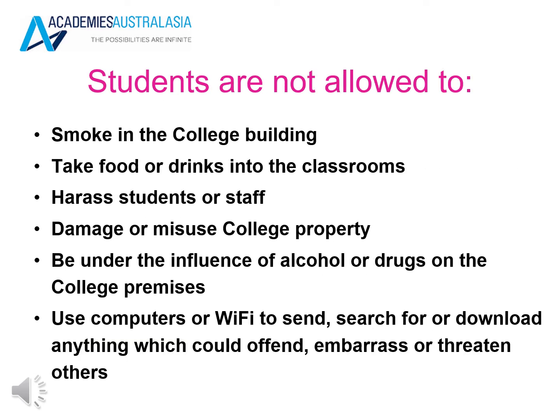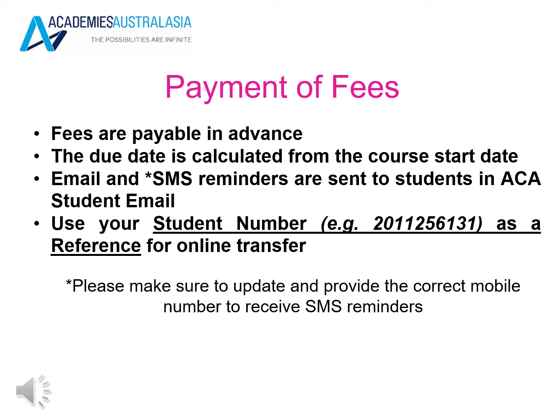Students are not allowed to smoke in the college building, take food or drinks into the classrooms, harass students or staff, damage or misuse college property, be under the influence of alcohol or drugs on the premises, or use computer or Wi-Fi to send, search for, or download anything which could offend, embarrass, or threaten others.